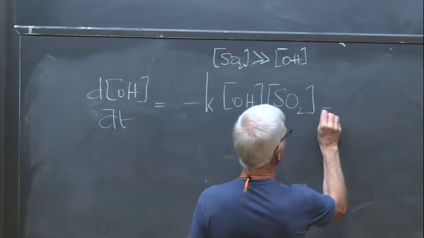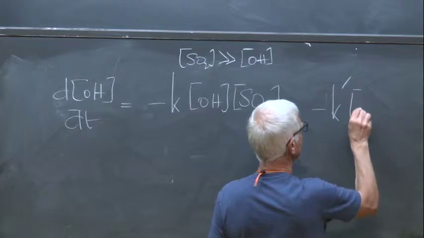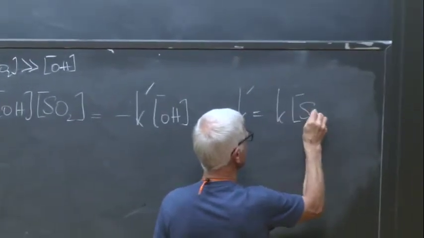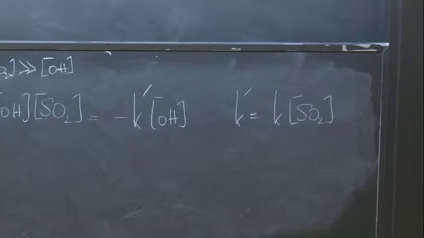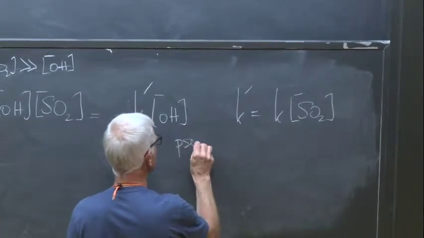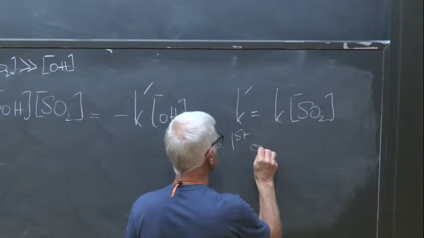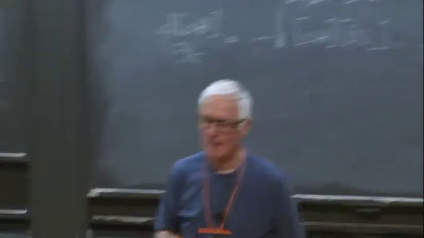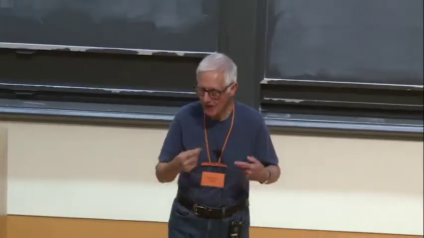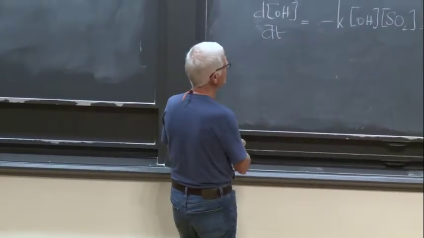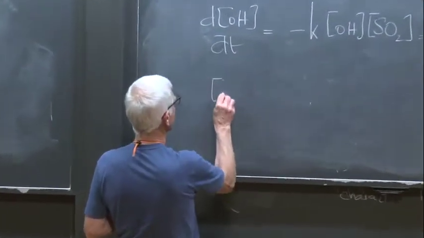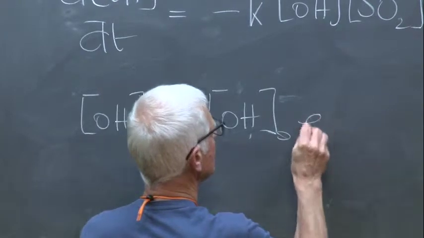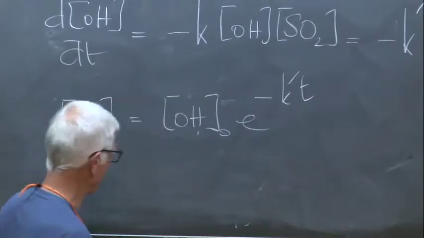And so we can replace this by minus k prime [OH], where k prime is equal to the rate constant times [SO2]. And this is called a pseudo first order reaction. It's actually a second order reaction, but because one of the concentrations isn't changing, it behaves like a first order reaction. And so we can integrate that, and what we'll find is that [OH] is equal to [OH]0 times e to the minus k prime t.